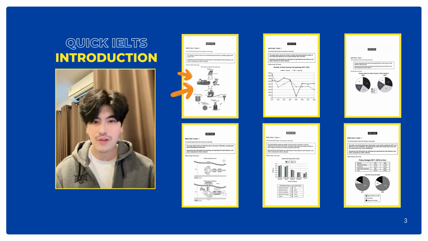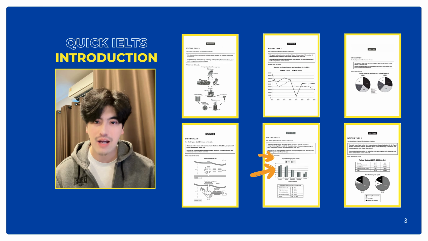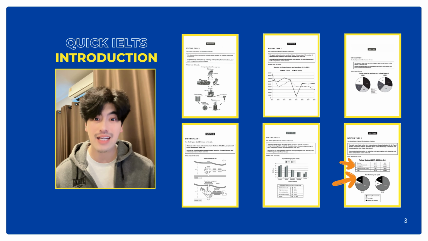The first one that's on your screen right now is a process diagram. The next one below that is a diagram of a map or two maps. And then on the top part of the screen in the middle, you have an illustration of a line graph. And then we have a bar graph with a table. After that, we have a pie graph. And then at the lower end of the screen, you've got a pie graph with a table.